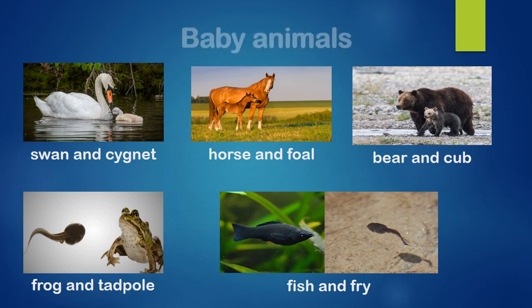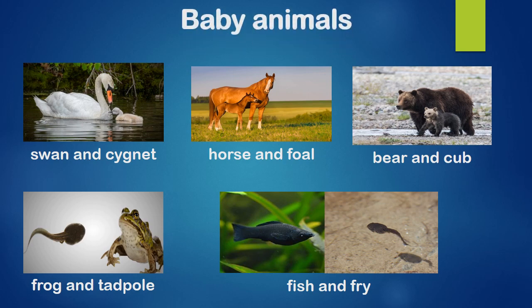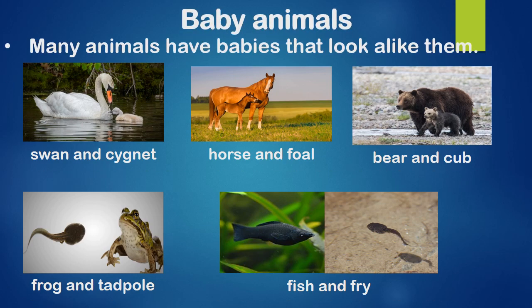Now, let's talk about baby animals. Many animals have babies that look alike them. Look alike means that animals have babies that look very similar to their parents. As you can see in these pictures that swan and cygnet, they both look alike. Then horse and foal and bear and cub.